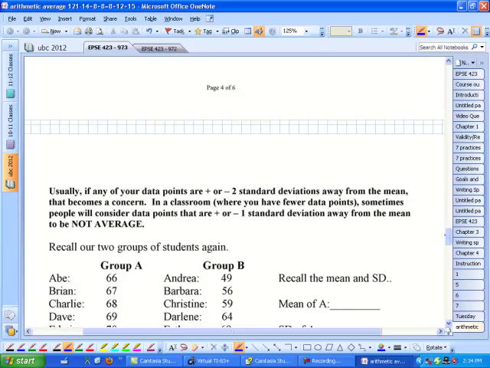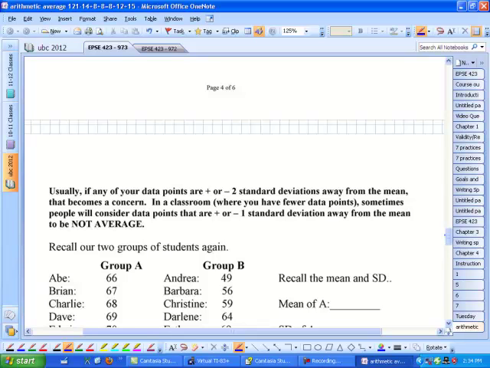So sometimes people will consider data points that are plus or minus 1 standard deviation away from the mean to be not average. And therefore, if they're more than 1 standard deviation away, that might be some concern. Maybe this stuff's really great or they're doing really well. Minus 1 standard deviation, that means you're 1 standard deviation below the average. Well, this kid could be pretty far behind. We better find out some ways to help fix this.